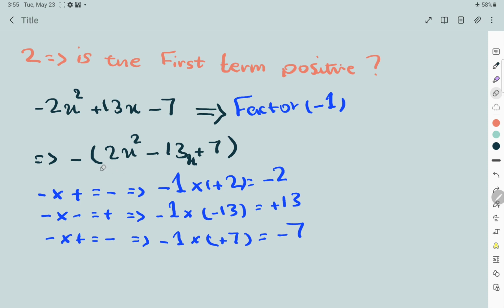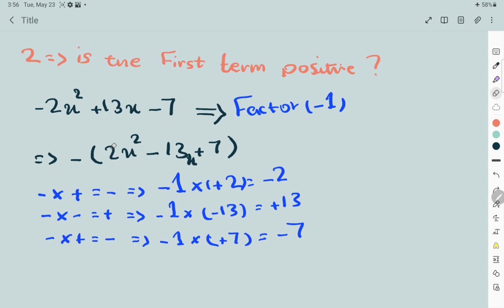So what sign do you have to have here for 2x squared, so that after you multiply it by -1 outside the parenthesis, you get negative 2x? Remember, negative times positive equals negative. Therefore, here you must have a positive number that after you multiply it by that negative number gives you negative 2x squared. Think of it as that.